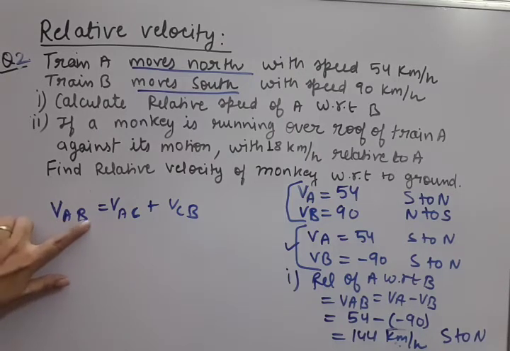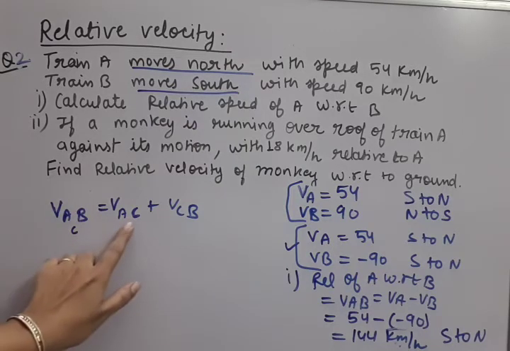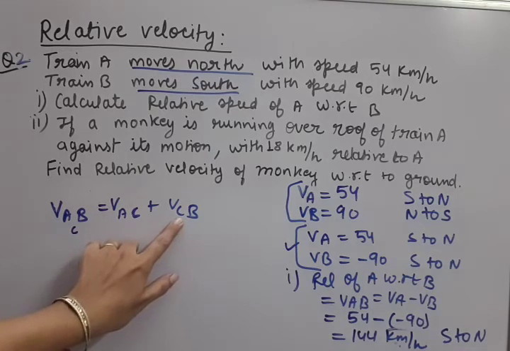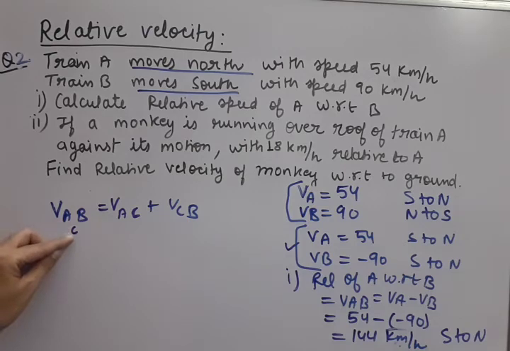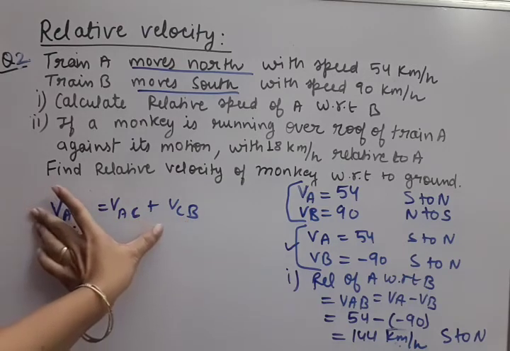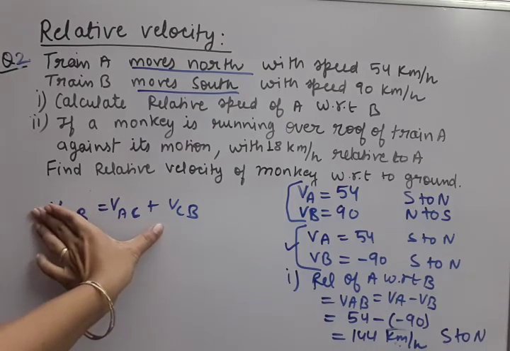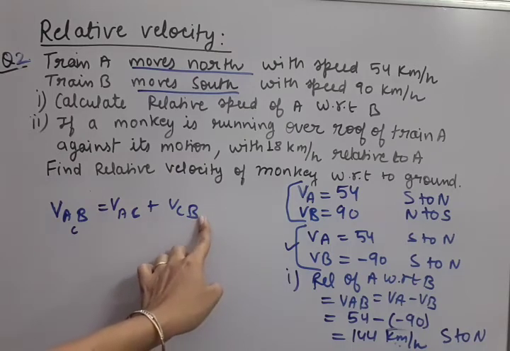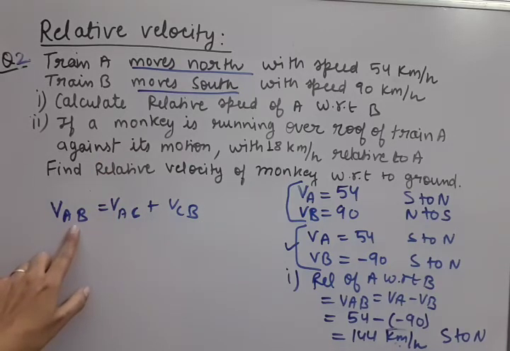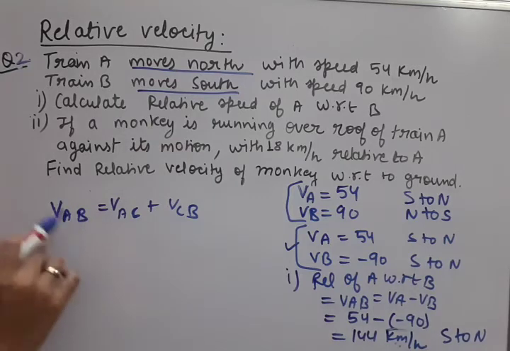If you have to find any VAB, then just put a C in between, so that the addition is decided. So what should be the sequence? VAC plus VCB. This is the formula for the relative velocity of three objects. Also remember that before applying this formula, all the terms, all the velocities, should be in the same direction. Let us now start the question for this case. So remember this formula.